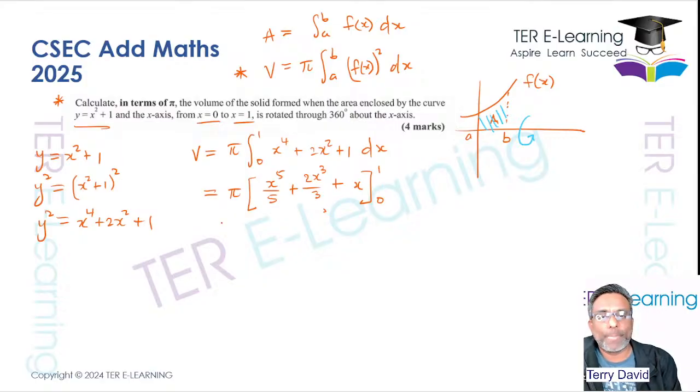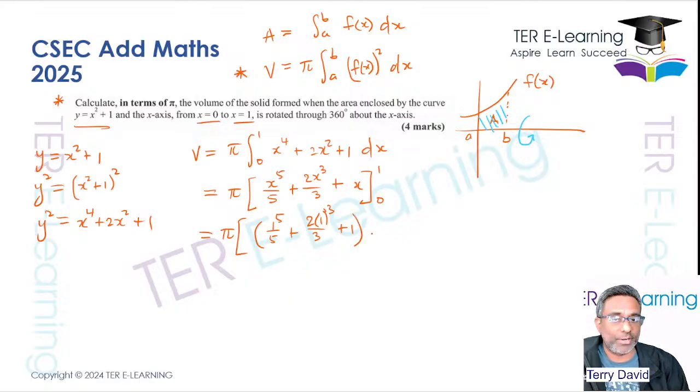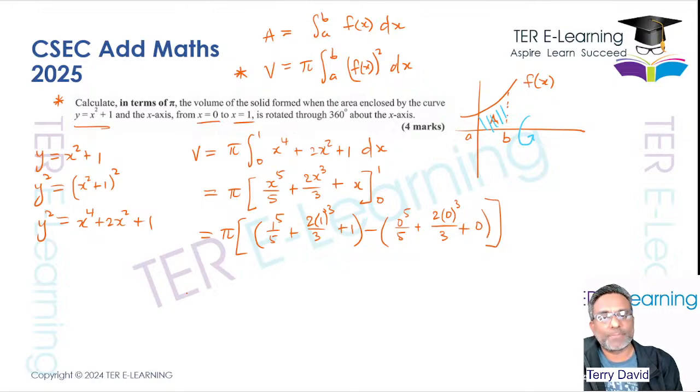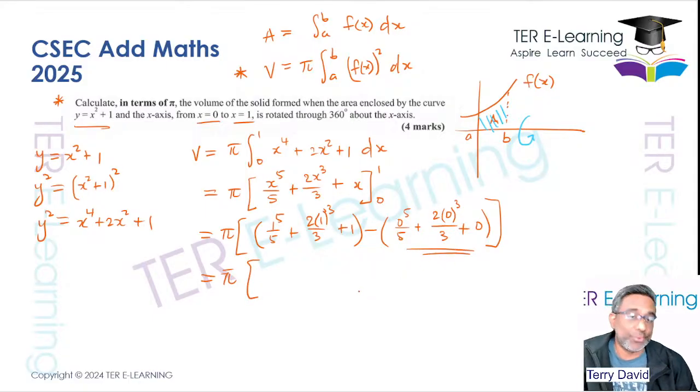So we're going from 1 to 0. Again, all you're going to do is say pi, and we're going to substitute 1 into the formula. So that's 1 to the fifth over 5 plus 2 by 1 cubed all over 3 plus 1. So you substituted the 1 into your integral, minus, open brackets, you're going to substitute 0 now. So this is 0 to the power 5 over 5 plus 2 by 0 cubed all over 3 plus 0, close brackets. We still have the pi on the outside here. Now this whole thing here, when you work it out, will be 0. Be careful, sometimes it may not work out to 0.